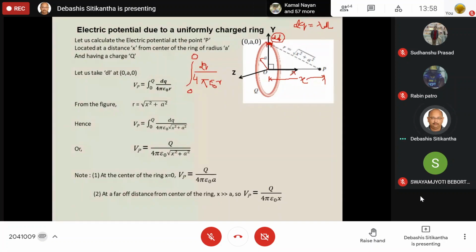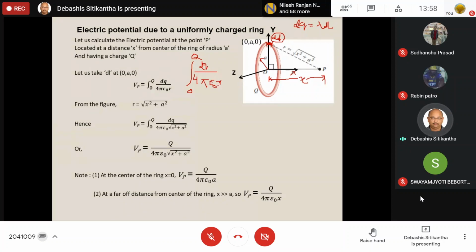Doesn't matter, because the entire charge is uniformly distributed. So the total charge on this ring is equal to 0 to Q, because I have replaced it with a dq. If I would have replaced it with a dl, then I would have got something else. That way also you can solve it, but no need of going for another extra step. So simply let us write it as dq.